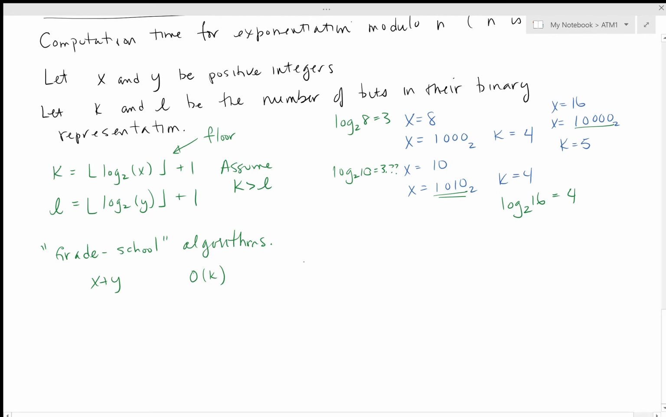So I'm thinking here now, what if x was equal to 3 and y was equal to 2? Then that would be, and I'm thinking here of 3 plus 2, then, oh, sorry, I'm going to try that again. I want this to be 8 and this to be 4. Then k will be equal to 4 and L will be equal to 3, and then I'm saying that it takes big O of 4 operations to add this up. Okay.